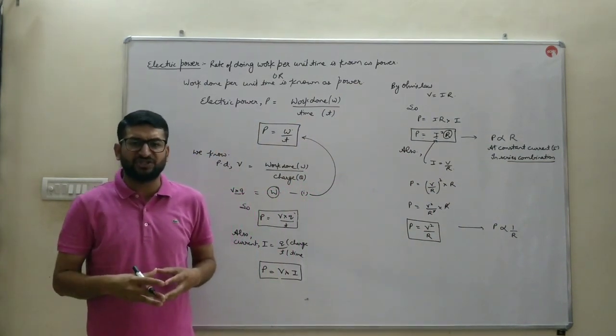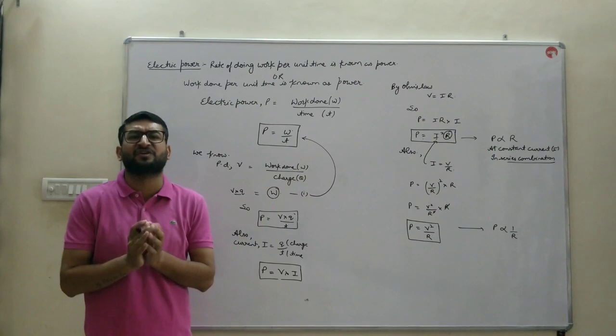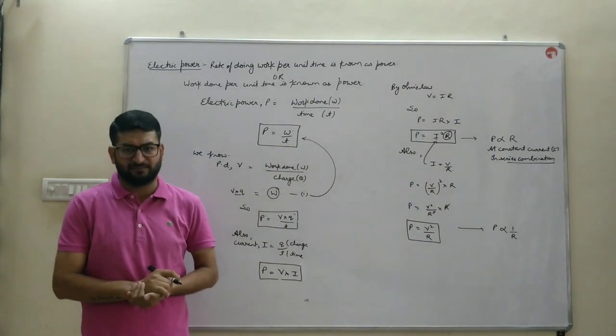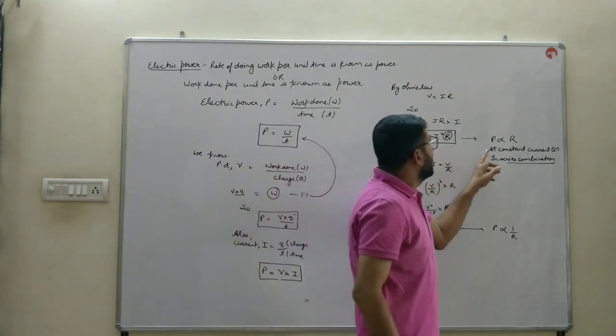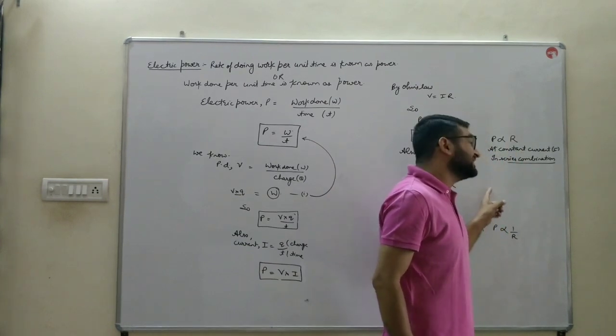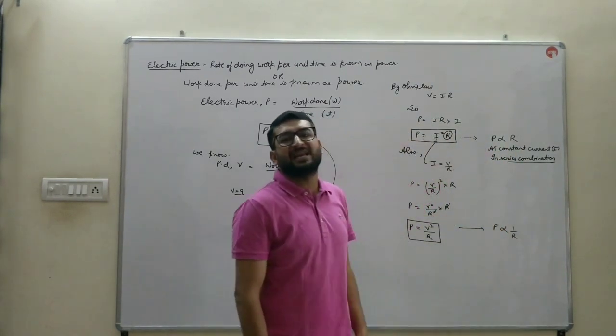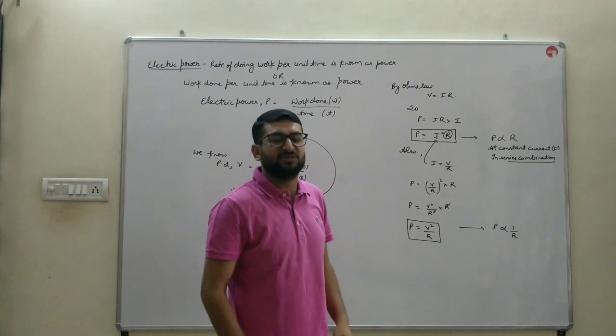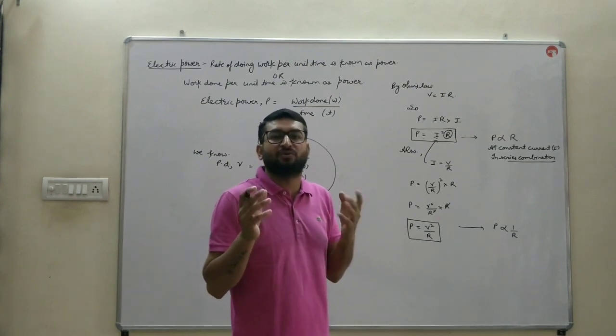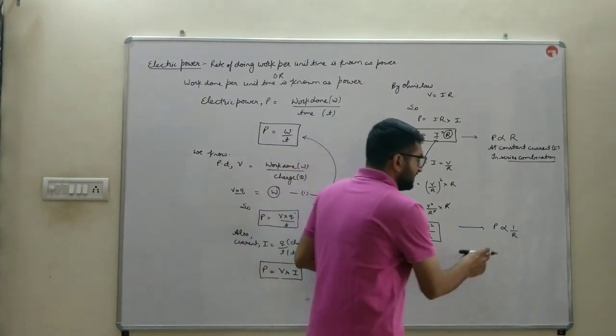In series combination, the current across each resistance will remain same as that of total current. So, at constant current, that is, in series combination, the power is directly proportional to resistance. That means if larger resistance is there, it draws larger power from the circuit.